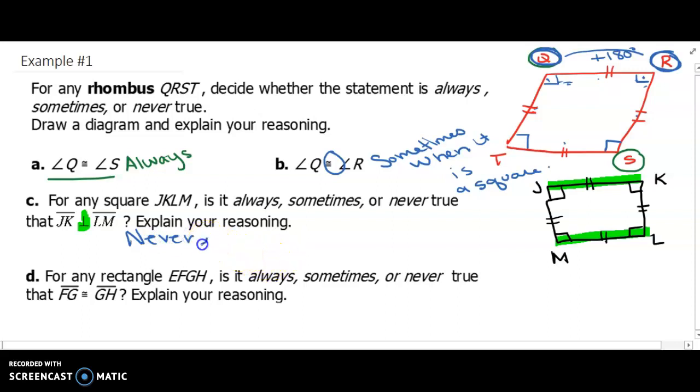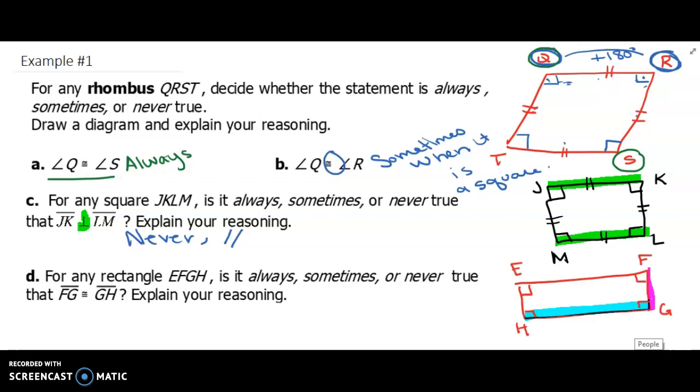Because they're opposite sides, and therefore they're parallel. Parallel lines never intersect, nevertheless intersect at a 90-degree angle. All right, I want you to go ahead and do D on your own, and then we'll go over it. I highly encourage you to draw a figure.